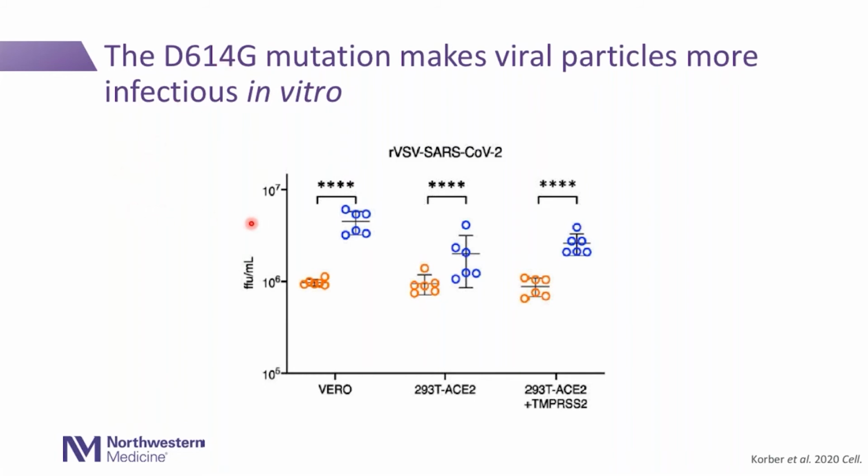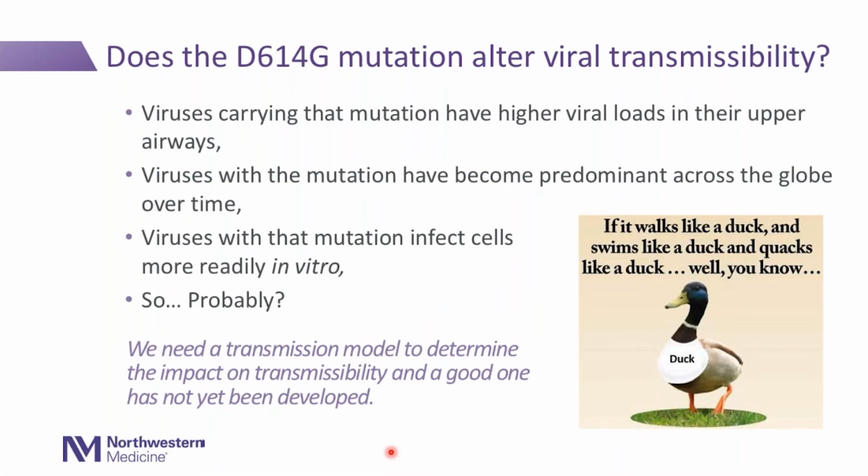And what they were able to show was that you got more infection when you use the standard MOI just by including this one mutation in the spike protein. So the question, of course, is, does D614G alter viral transmissibility? What we know is that viruses carrying that mutation have higher viral loads in the upper airways. We know that viruses with this mutation have become predominant across the globe over time. And we know that viruses with that mutation infect cells more readily in vitro. And so probably is the best that we can come up with.